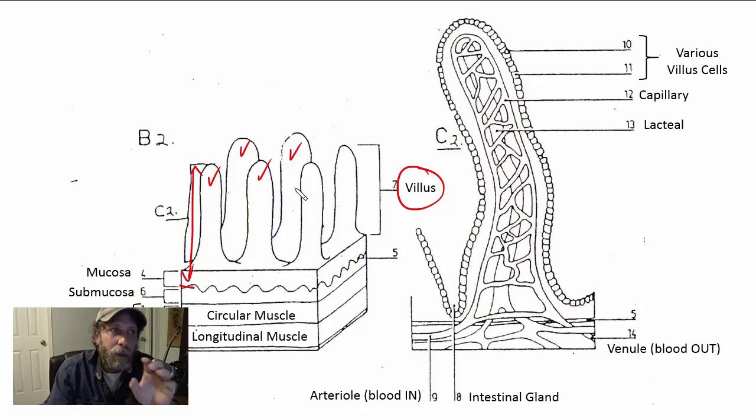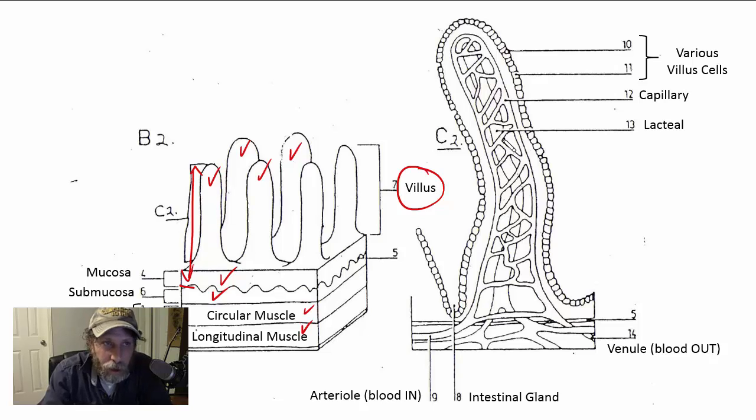For the stomach, we say the mucosa is thrown into folds called rugae. In the intestine, we say the mucosa is thrown into finger-like projections called villi. So we have the mucosa, the submucosa, and then for the muscularis, just the two muscle layers, circular and longitudinal muscle, as opposed to having the oblique.